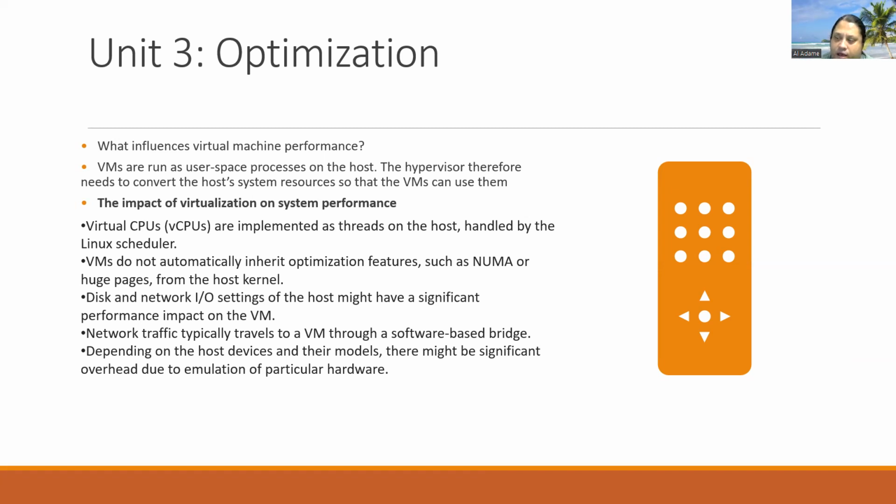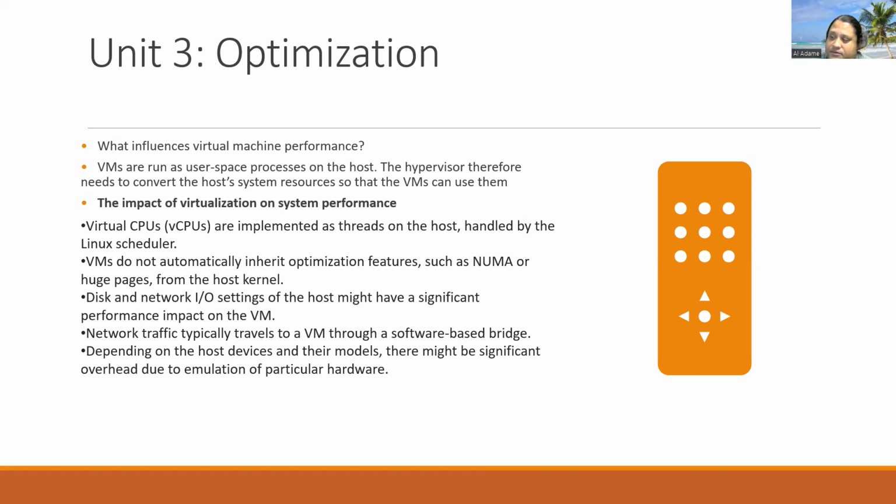Disk and network I/O settings, which you guys should have changed by now if you're using your bridge ones. That's what that's referring to. Input/output settings, I/O, of the host machine have a sufficient performance impact on the virtual machine. Network traffic typically travels to virtual machines through a software-based bridge, which you guys have set up, which is how you were able to ping back and forth. I know some of you had to enable file and share settings. If you're still having problems with that, again, message me, we can figure it out.